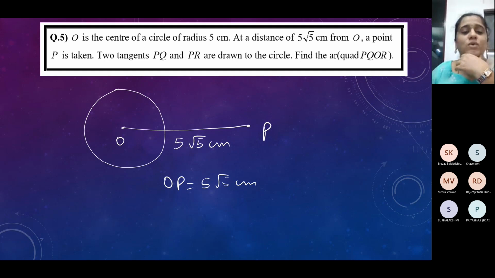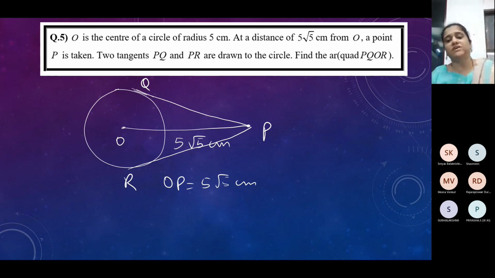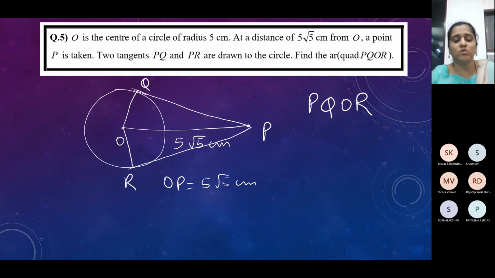Two tangents PQ and PR are drawn to the circle. Find the area of the quadrilateral PQOR. So we'll have to join OQ and OR. And the question is to find the area of the quadrilateral PQOR. Can you see the quadrilateral PQOR?